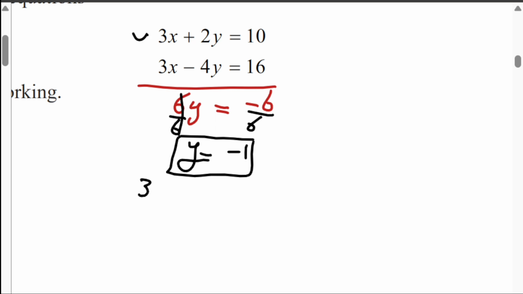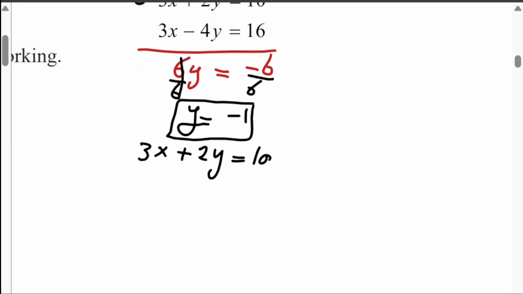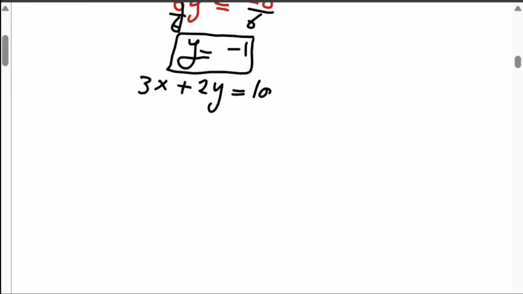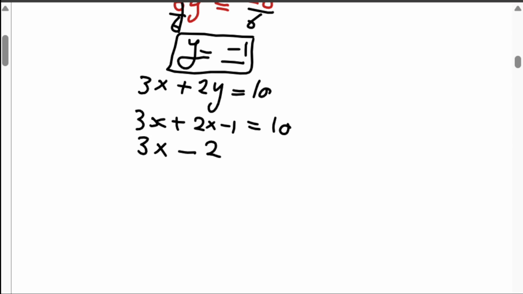So it's 3x plus 2y equals 10. That's good. Now what's the value of y? It's negative 1. So you'll have 3x plus 2 times negative 1 instead of y, because y is negative 1, equals 10. So that's 3x minus 2y, it's not even 2y, it's just 2 times negative 1, isn't it? Yeah, 2. It's 3x minus 2 equals 10.